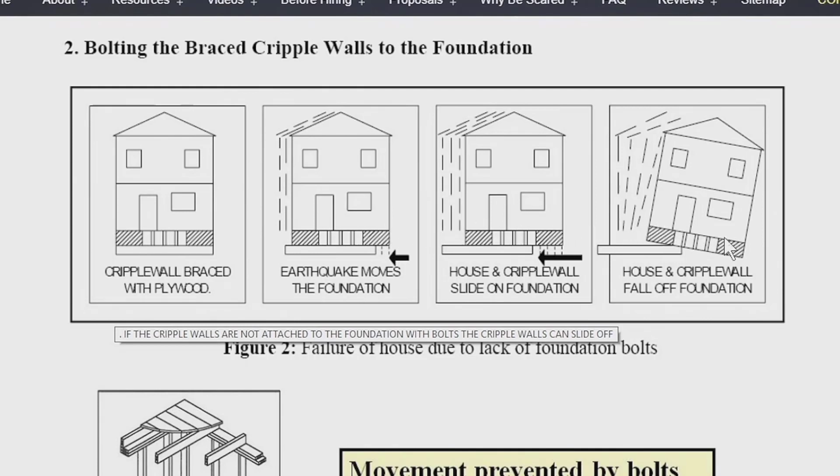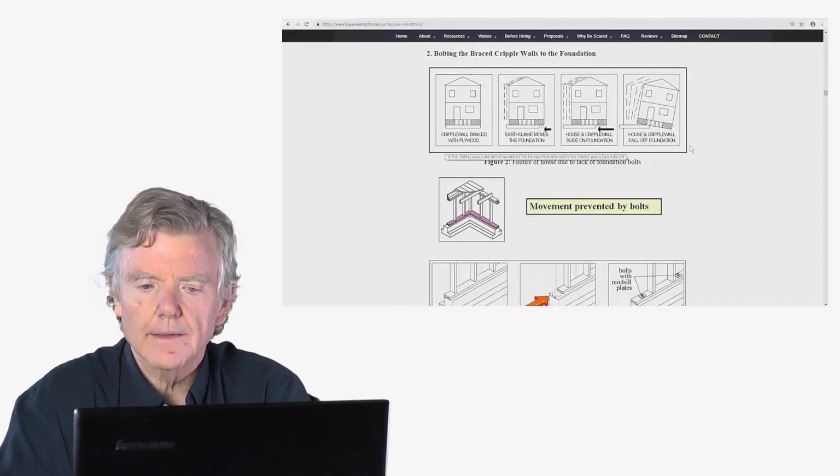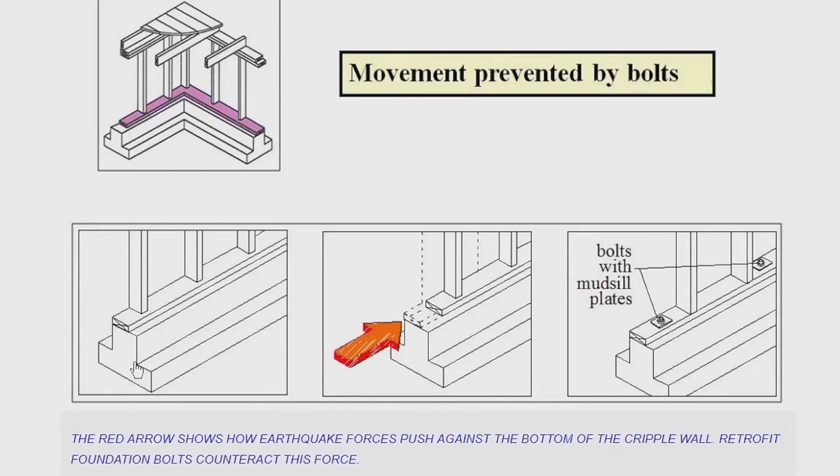So it's real simple. The house will fall like this if there aren't any bolts, so we need to make sure that doesn't happen, and we'll look at how we do that momentarily. So this section right here, that's the actual mud sill, that's the bottom of the cripple wall. So here we've got the entire cripple wall. This bottom portion is called the mud sill, and that's the part where we put in our bolts.